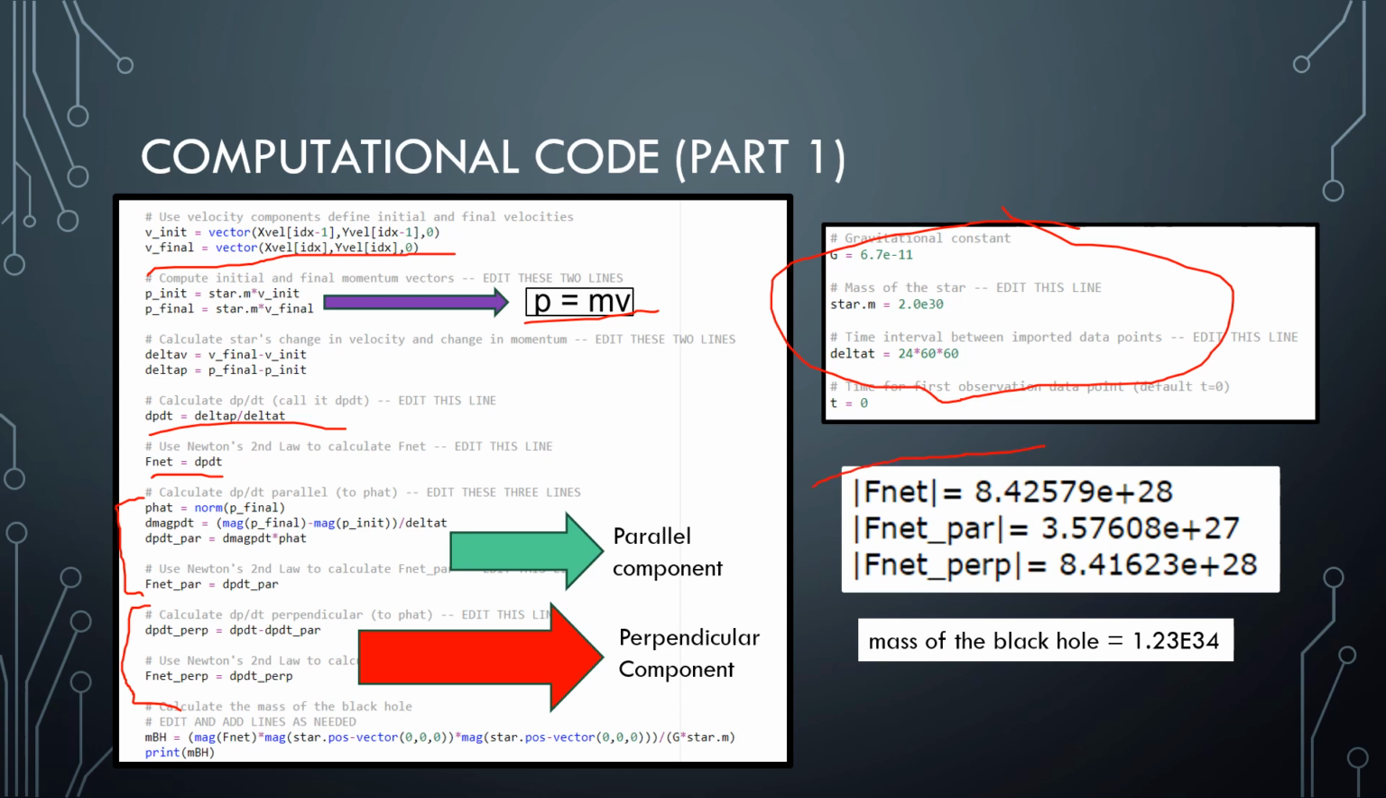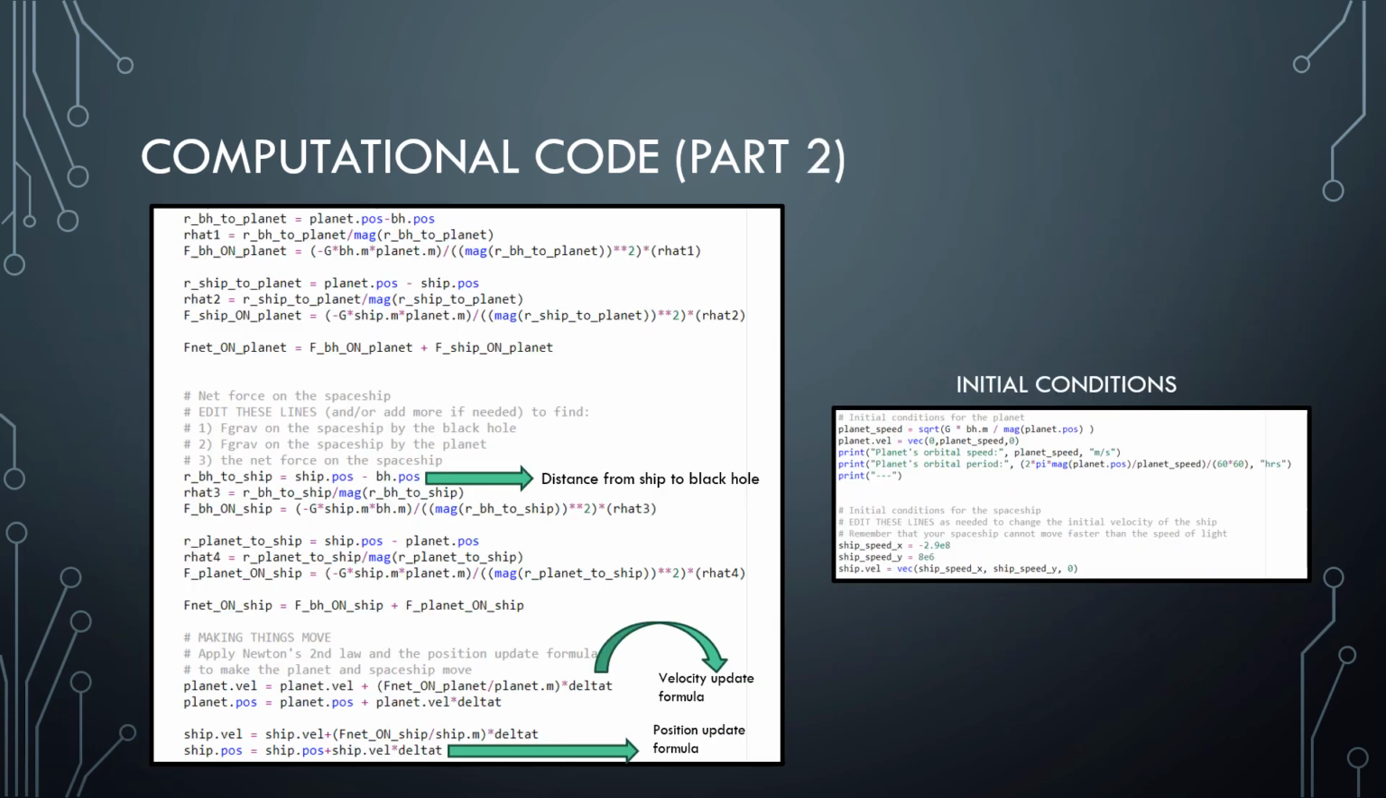And then here are the components that I found. So for the first line, I was able to calculate R, and then the second line, I calculated R hat, and then the third line, this is the gravitational force, and then that repeats. And in this line, you're just adding the two gravitational forces together. Here you have the distance from the ship to the black hole, and then here's the velocity update formula, and then down here I use the position update formula, and then here are the initial conditions.